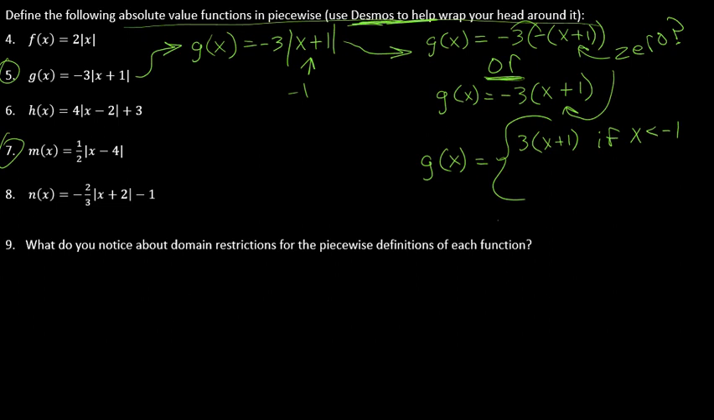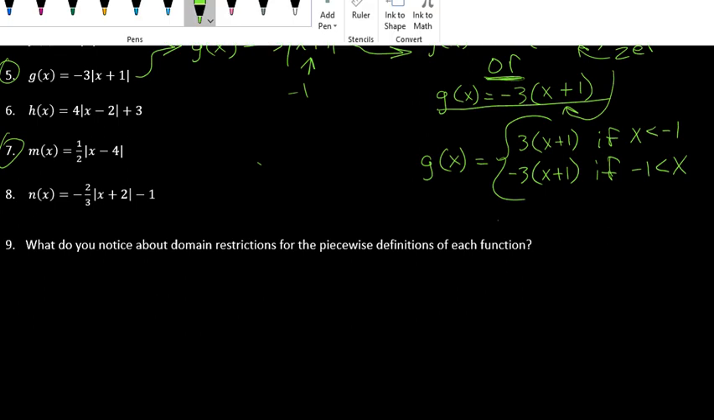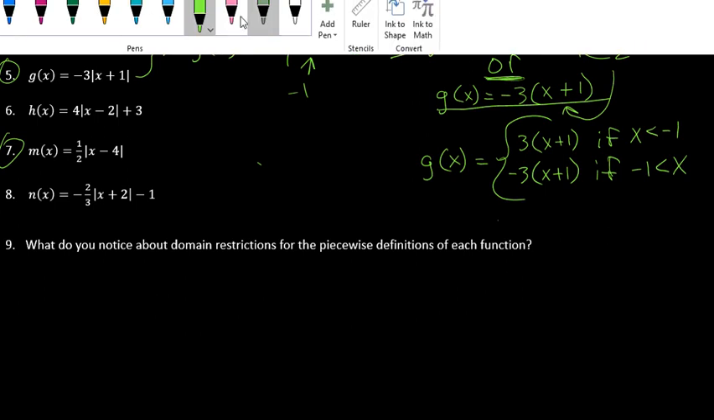Okay? Or if you're used to seeing it, I'll just leave it like that. So that's going to be for x is less than -1. Okay? It's going to be this guy, negative 3 times x plus 1, if negative 1 is less than x. Okay? And again, if you don't understand why I got what I got, use Desmos, and I promise it'll make perfect sense. Okay? Number 7, I'm going to go ahead and start erasing.